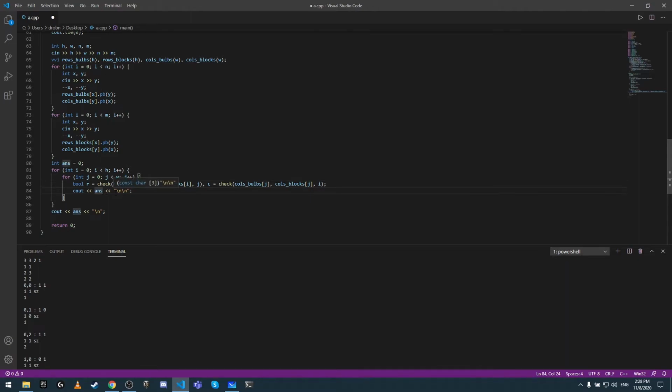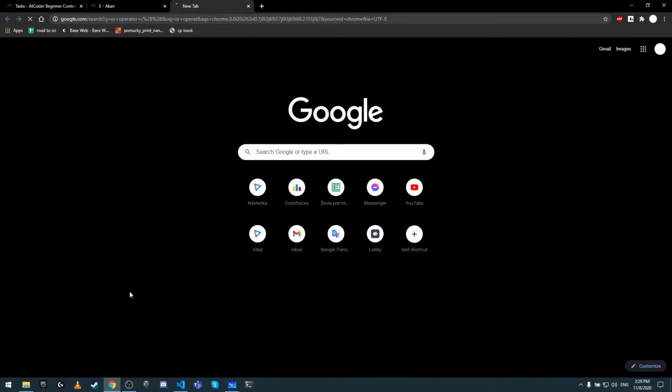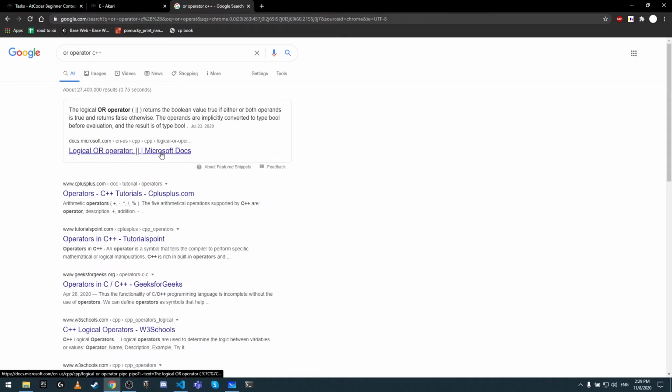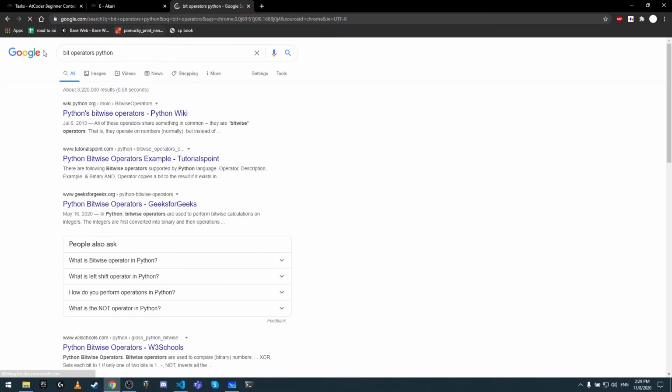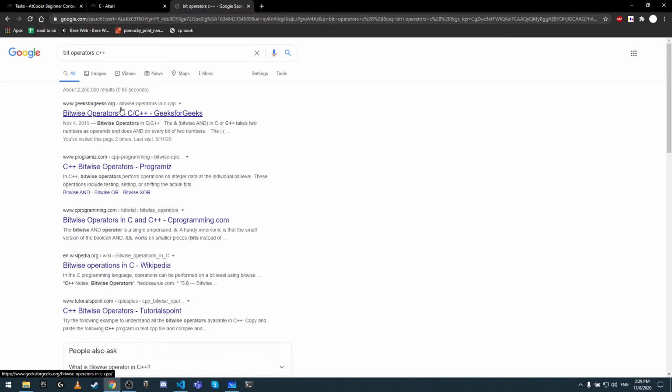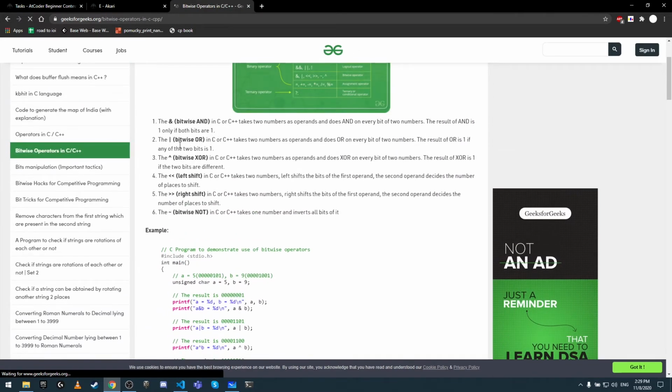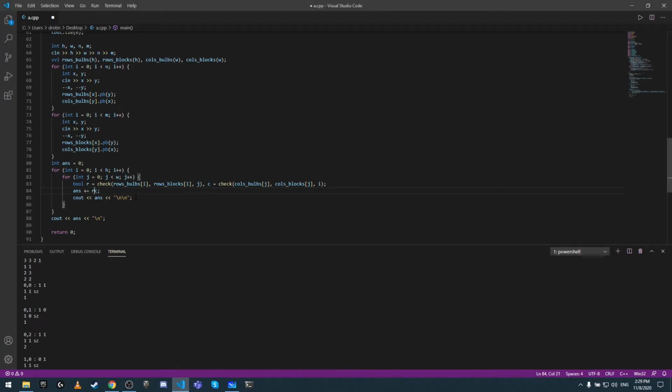So ans plus equals r, or, I don't even know how you do or c, something like that, or operator in C++, bit operators, bitwise operations, bitwise or exactly what I mean. I mean, I can do it, who cares?